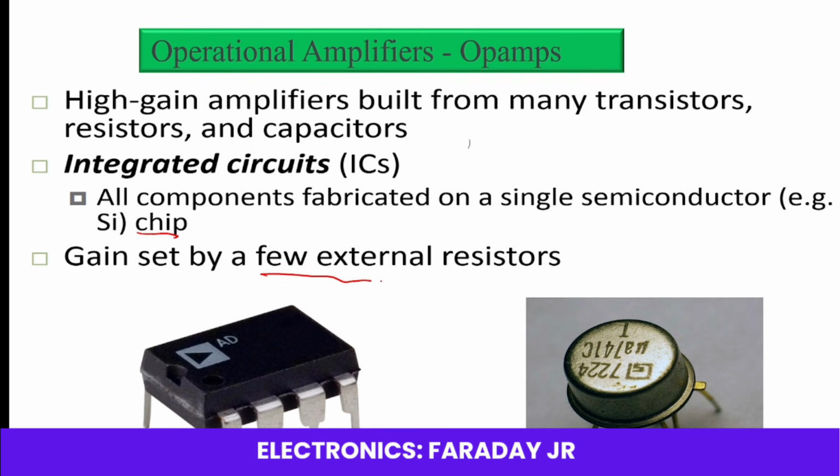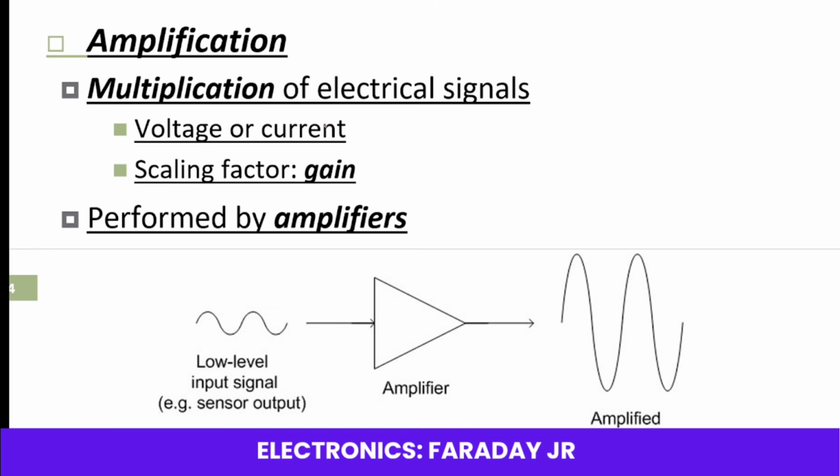Now, the gain of the amplifier is mostly set by a few external resistors, right? Okay. Now let's look at some functionalities of the op-amp these days. Op-amp is mostly used in performing amplification, or it is used in amplifying signals. When we say amplification, it means an increase in signal, right?